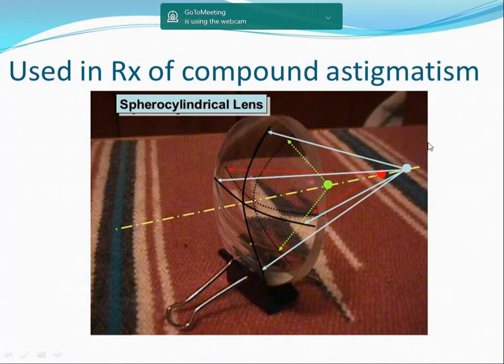Okay, so to treat these compound astigmatic conditions, what we use is not a simple cylinder, we use a spherocylinder. That means a combination of a sphere and a cylinder. So these are called spherocylinders.